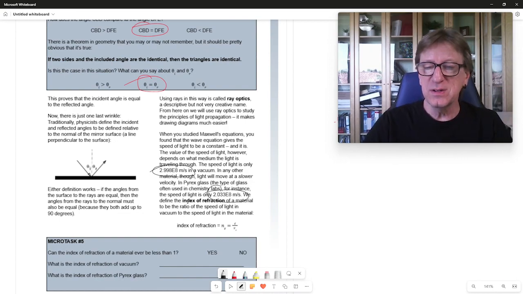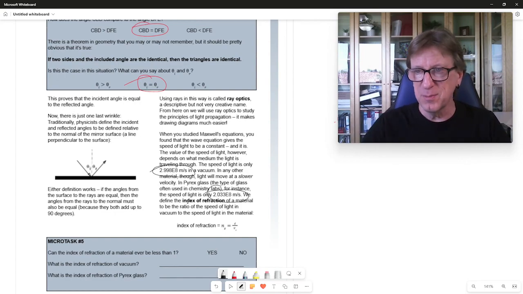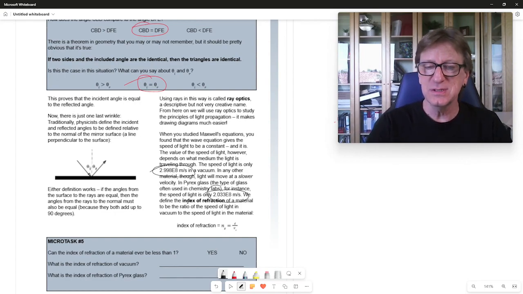So rather than talking about the speed in each medium, because that's a lot of numbers and it's not something that's really obvious for us, we define something called the index of refraction. So let's zoom in on that here.